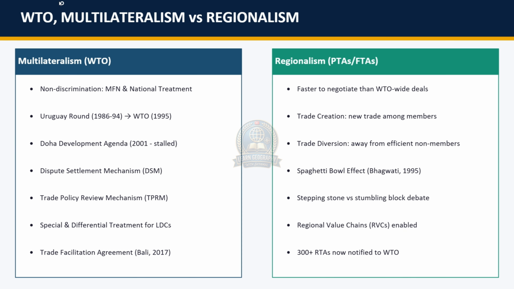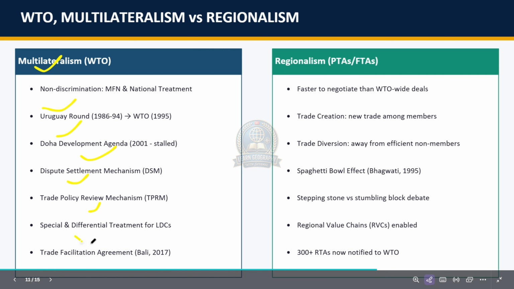WTO, multilateralism versus regionalism. Multilateralism, WTO, non-discrimination, MFN and national treatment, Uruguay Round 1986 to 1994, WTO in 1995, Doha Development Agenda 2001 stalled, Dispute Settlement Mechanism, DSM, Trade Policy Review Mechanism, TPRM, Special and Differential Treatment for LDCs, Trade Facilitation Agreement, Bali 2017.